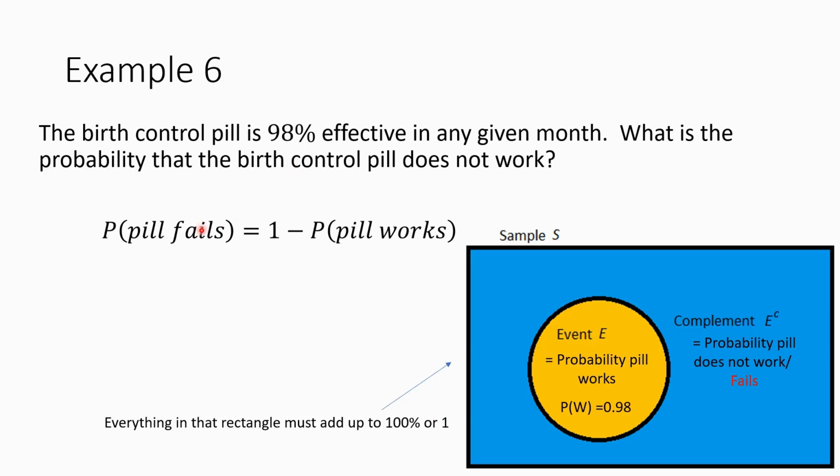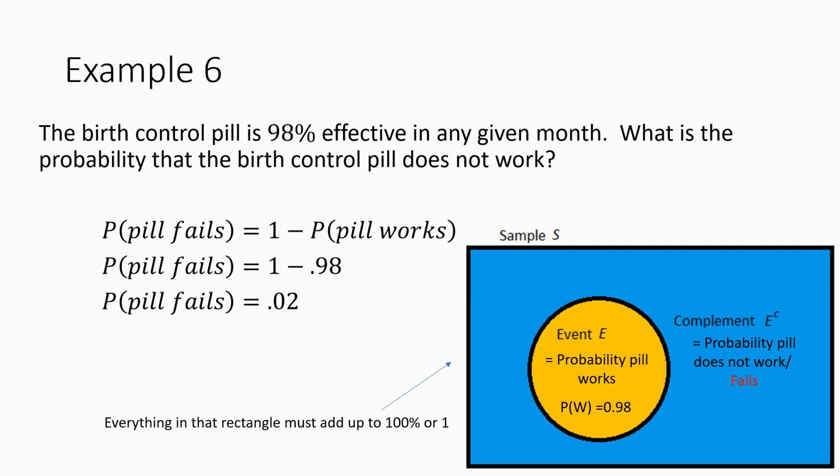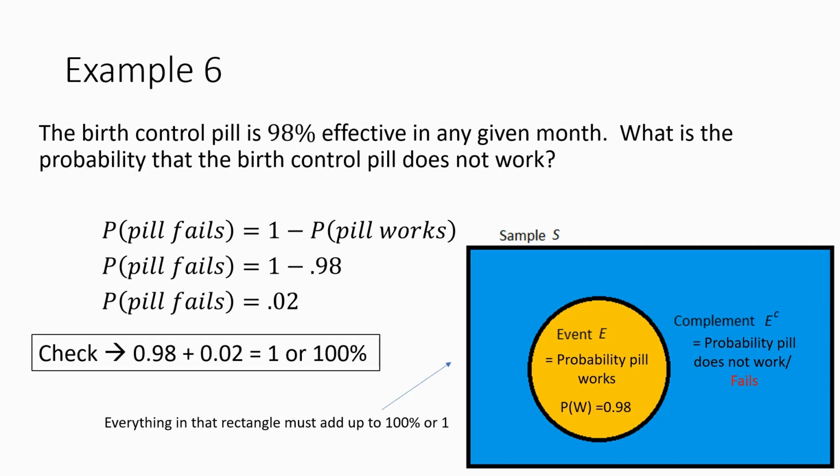So using the complement rule, right, the complement of the pill working is the pill failing, and we can plug right into that formula. The probability that the pill will fail is equal to 1 minus the probability that the pill works. We know that the probability the pill will work is 98%, or as a decimal, 0.98. So the probability that the pill fails will be equal to 1 minus 0.98, giving us 0.02 or 2%. So the probability of failure is 2%. This should make intuitive sense. If the pill works 98% of the time, then it must fail 2% of the time.